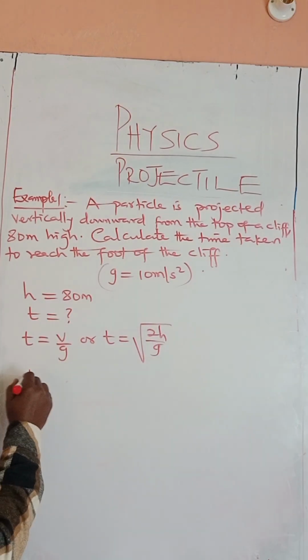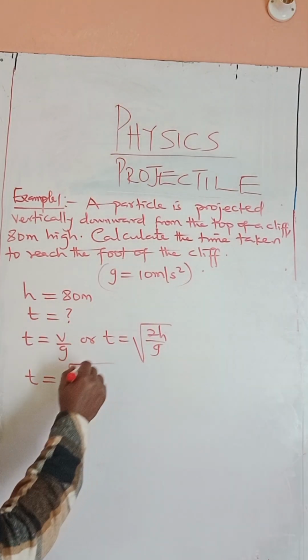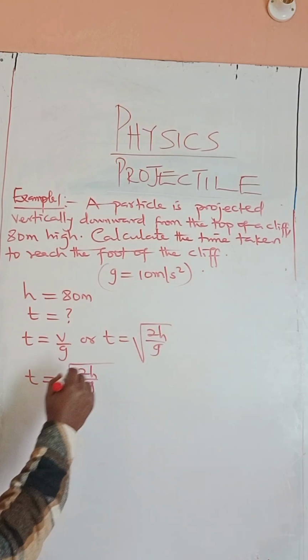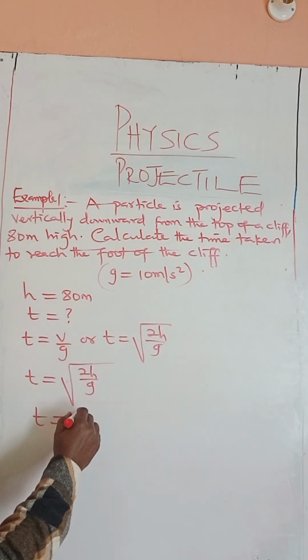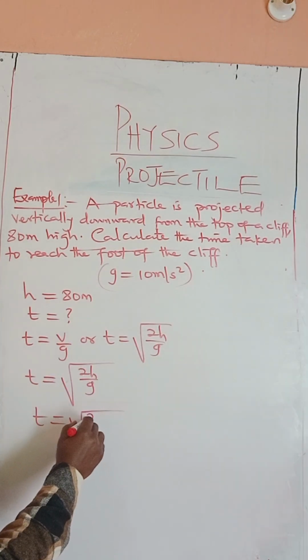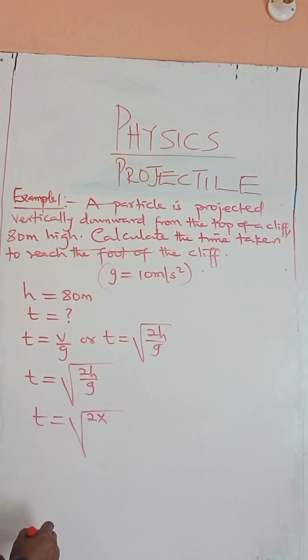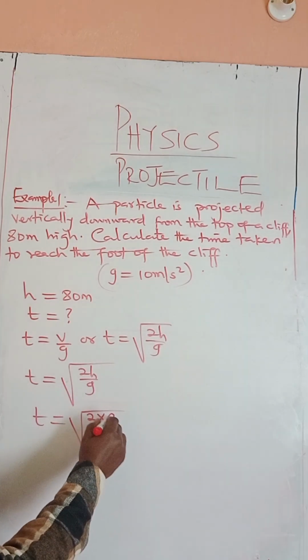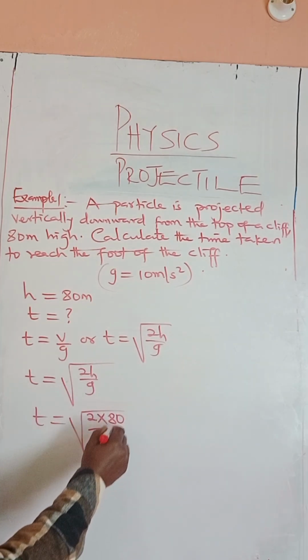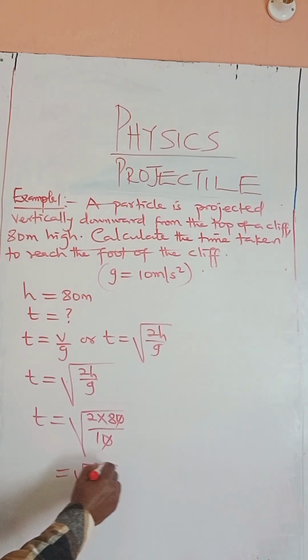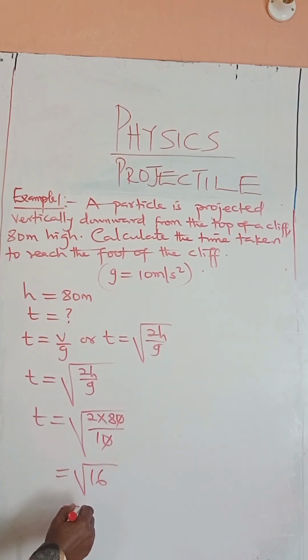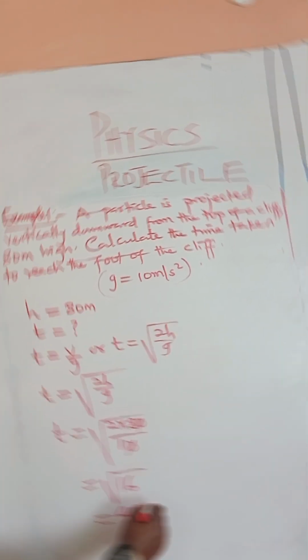So I'm using this 2h over g. So t will now be the square root of 2h over g. This will be 2 times 80, divided by 10. Cancelled. You have the square root of 16. So this one will give you 4. That is 4 seconds.